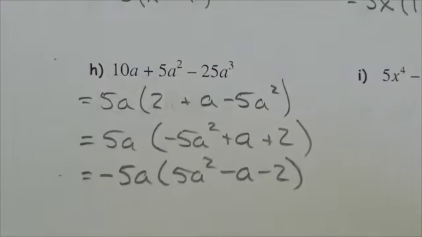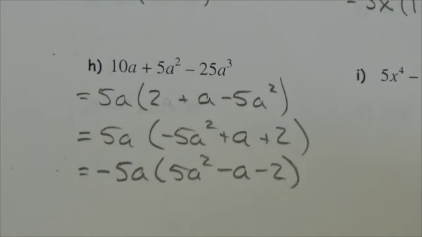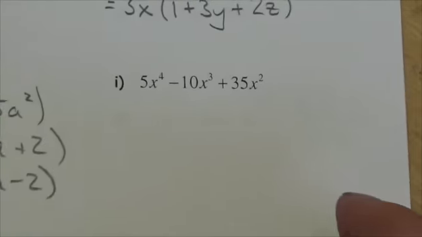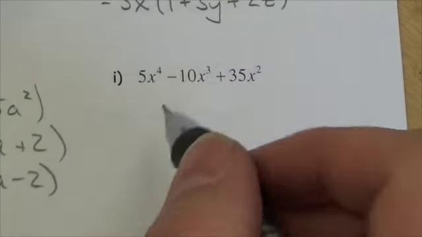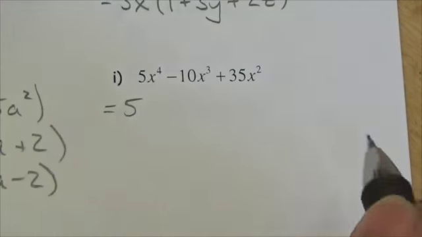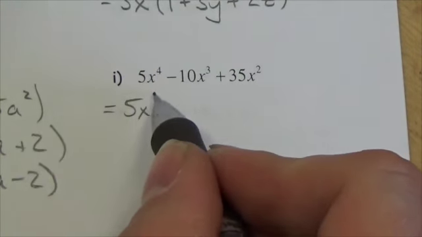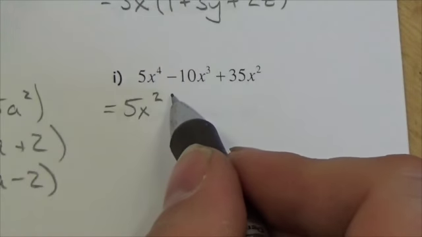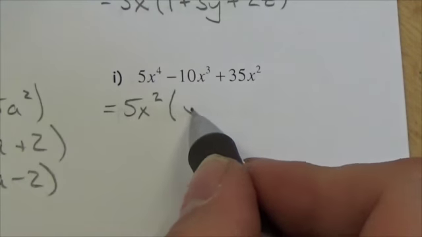Okay? Now, again, there might be some more factoring involved here, but this is as far as I want to go. I just want to take out common factors. For this last one here, 5, 10, 35. Well, there's a common factor of 5 there for sure. x to the 4th, x cubed, x squared. The smallest exponent on the x is 2, so it's going to be x squared. 5x to the 4th divided by 5x squared will be x squared.